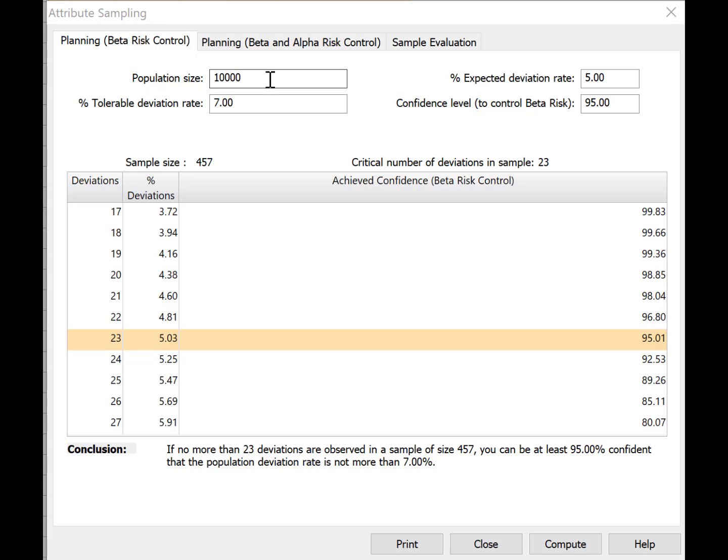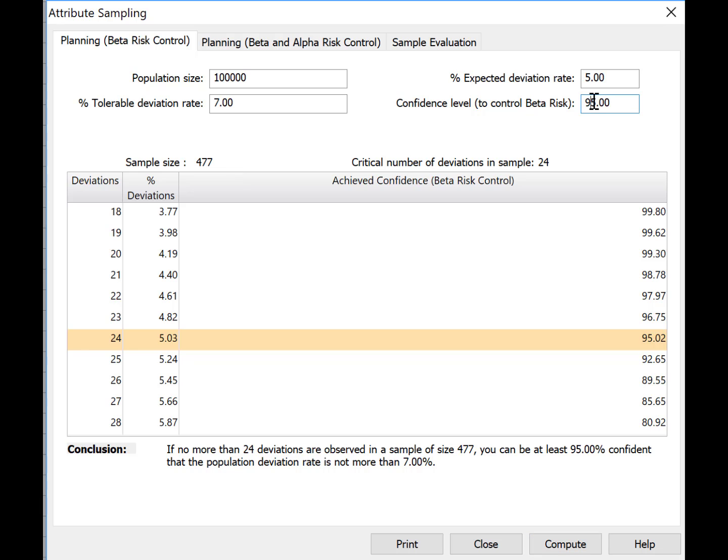Now, I want to just do a couple of things. Let's say instead of having 10,000 items, we have 100,000 items. We compute this, and what you notice here is not much actually changes. Sample size went to 477. So you notice that the population size doesn't have a significant impact on the sample size.